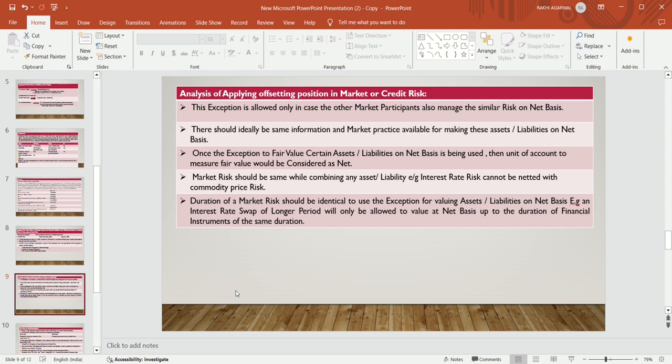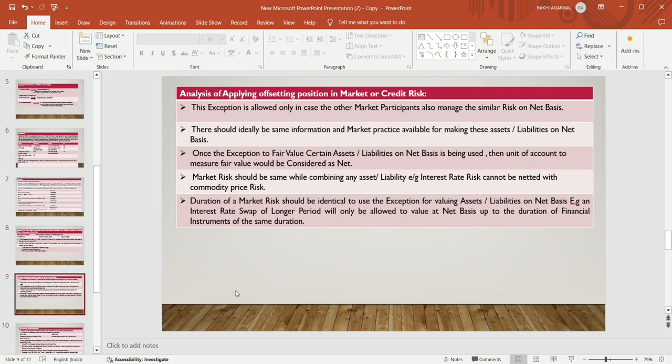Means there should be a market practice available that assets and liabilities should be offset with each other on a net basis. Once the exception to fair value certain assets and liabilities on a net basis is being used, then the unit of account to measure the fair value would be considered as net. Market risk should be the same. While combining any assets, liabilities, interest rate risk cannot be netted with commodity price risk. So market risk should be the same while combining any asset and liability. Interest rate risk cannot be netted with commodity means if interest rate risk is there and commodity price risk is there, it cannot be netted off.